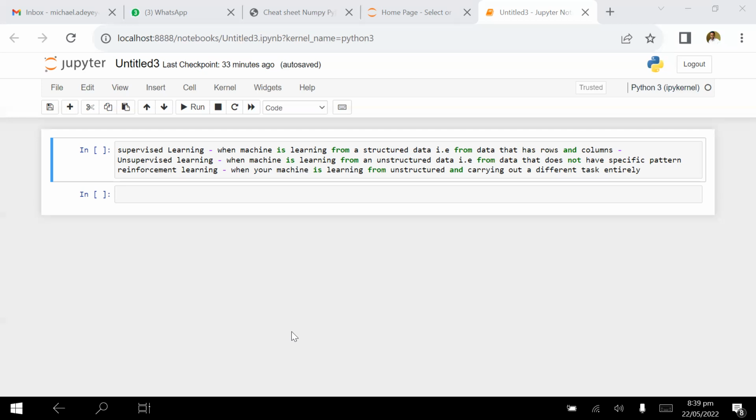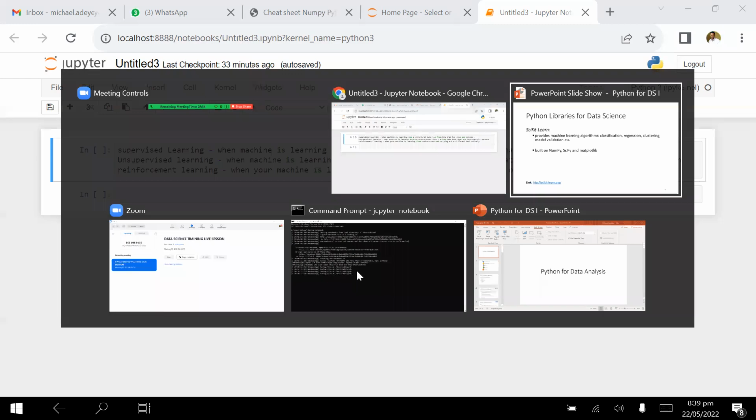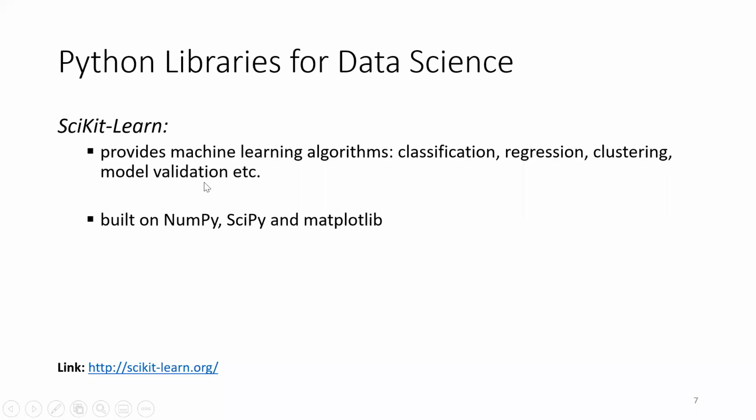Most of what we are going to be talking about here is supervised learning, right? And the tool that we are going to be using is scikit-learn. Scikit-learn is going to be helping us to carry out that. Two basic algorithms that we'll be carrying out with scikit-learn are classification and regression.